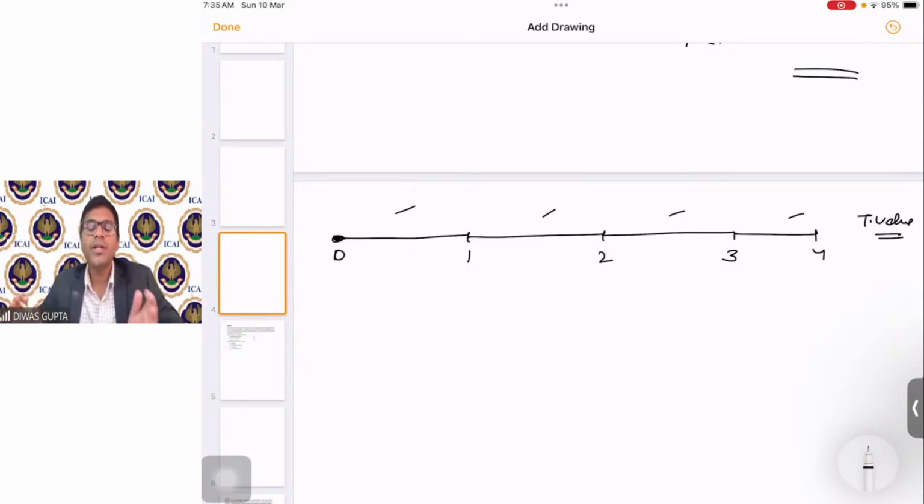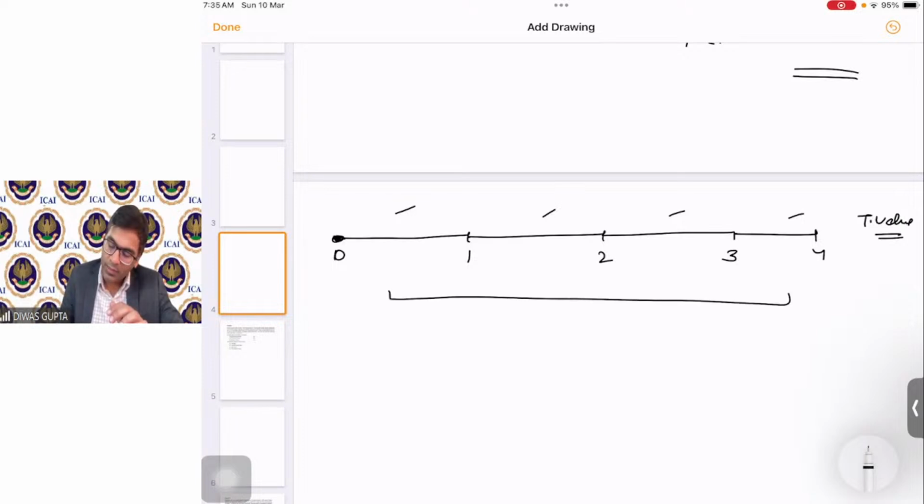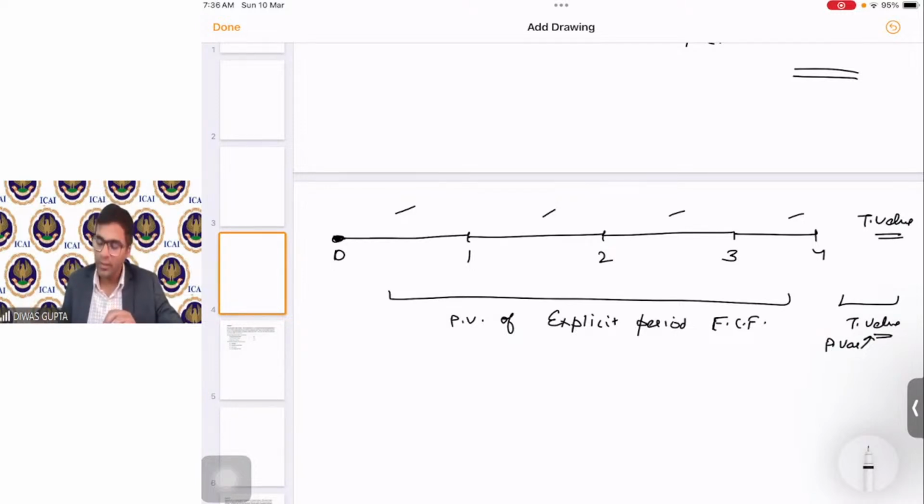Correct, because you cannot go on perpetuity for estimating this. You will have to restrict yourself to some explicit period. So this is called as explicit period. And this is called as terminal value. Take present value of explicit period related free cash flows and take present value of terminal value. You just do a total, and you will arrive at the business value. Okay.